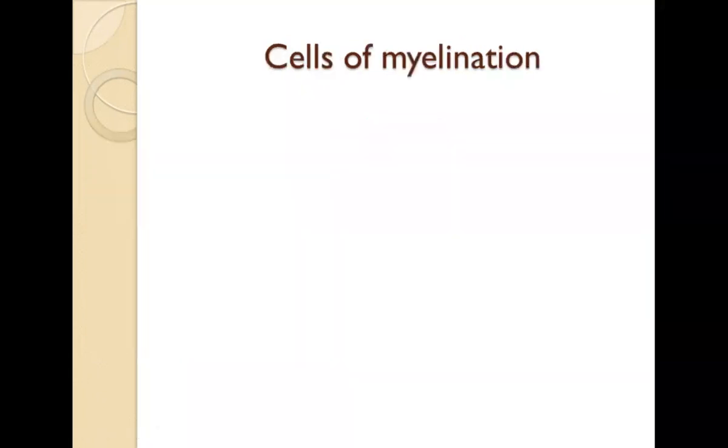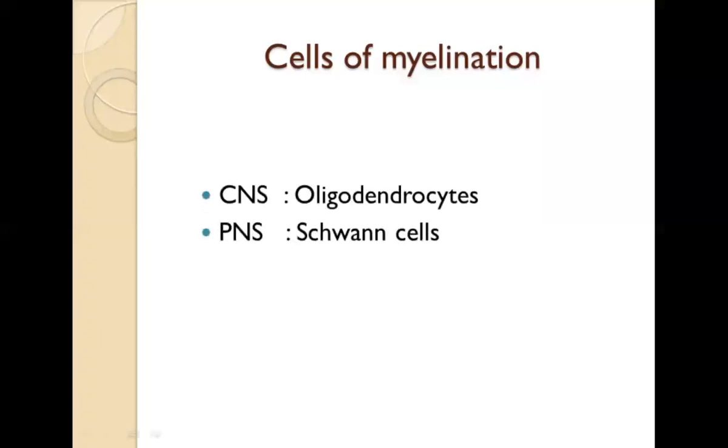You told me that the cell of myelination in the peripheral nervous system is the Schwann cell. Does anyone know what is the cell of myelination within the central nervous system? Yes, good. In the central nervous system, it is the oligodendrocyte. You just have to learn this. So now we're going to deal with the myelination by the Schwann cell.